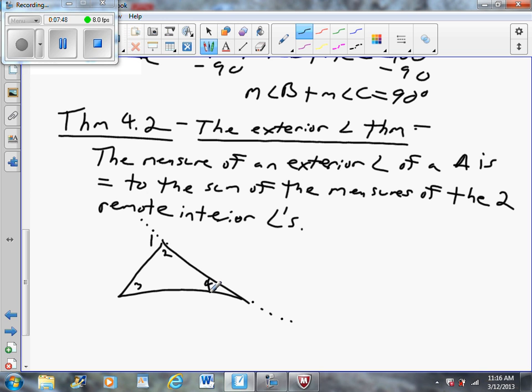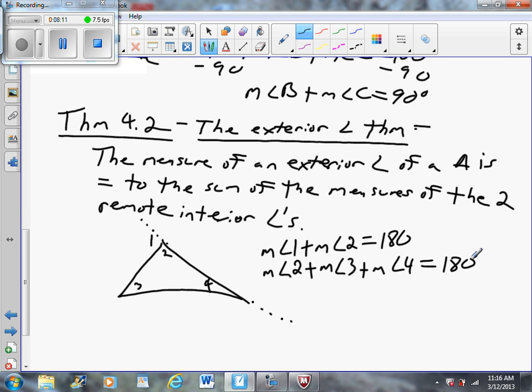They must equal the measure of angle 1. Why? Because the measure of angle 1 plus the measure of angle 2 form a linear pair, so they have to be 180. I know from the triangle angle theorem that the measures of angle 2 plus angle 3 plus angle 4 have to equal 180 degrees. So by simple substitution, the measure of angle 1 must be equal to the measure of angle 3 plus the measure of angle 4. That's basically my proof of the exterior angle theorem, that it must equal the sum of the measures of the two remote interiors, or the two non-adjacent angles.